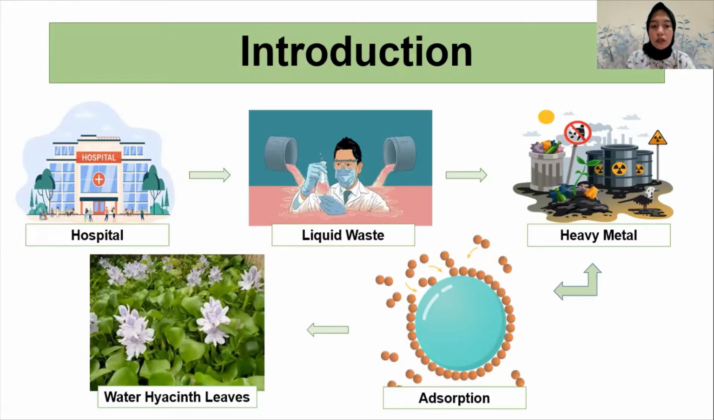Chemicals used in the laboratory test process contain a high amount of heavy metal. Due to the large amount of heavy metal content in hospital laboratory wastewater, it must be watched out for and requires special attention and handling. One method to remove organic substances that are difficult to degrade in liquid waste is the adsorption process. In this adsorption process, the adsorbent used comes from natural material. The adsorbent used in the study is the adsorbent from water hyacinth leaves.